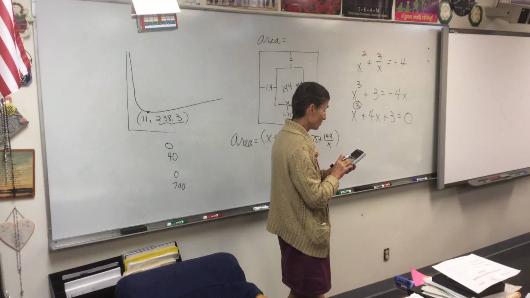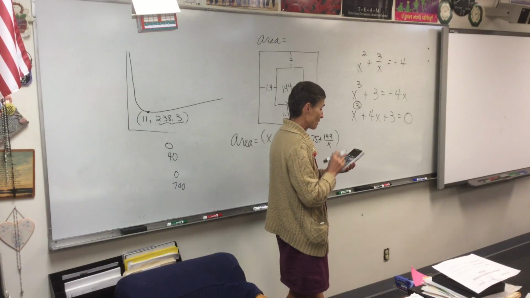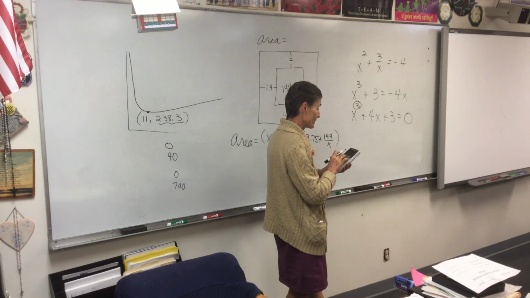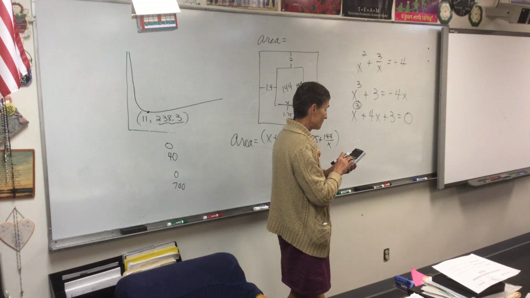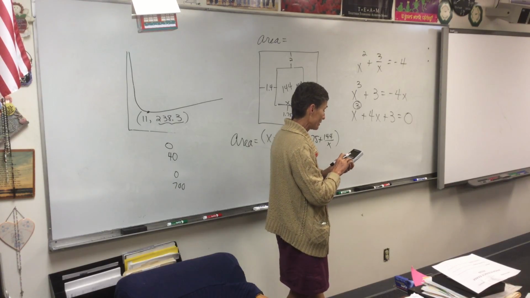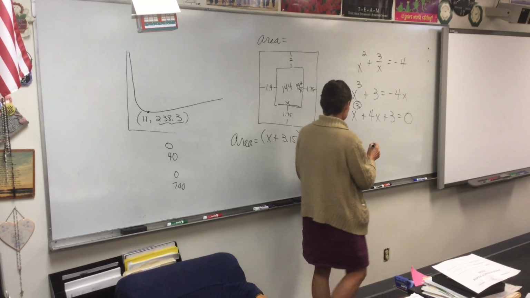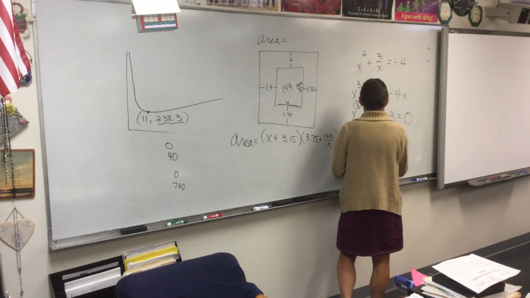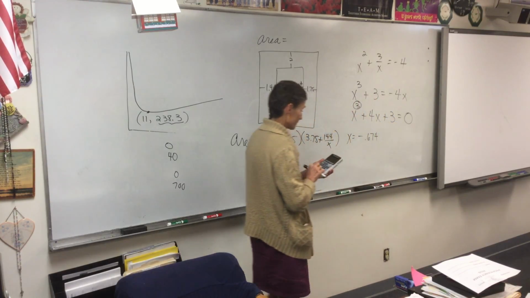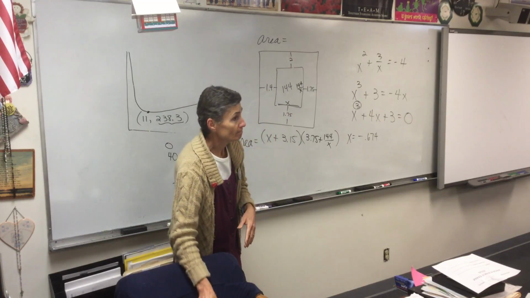So second calc, 0. This time we're choosing the 0 option because we're solving an equation, not looking for a minimum, not looking for an intersection. We're solving the equation, and I got x equals -0.674 if I round it off. Is that what you got?